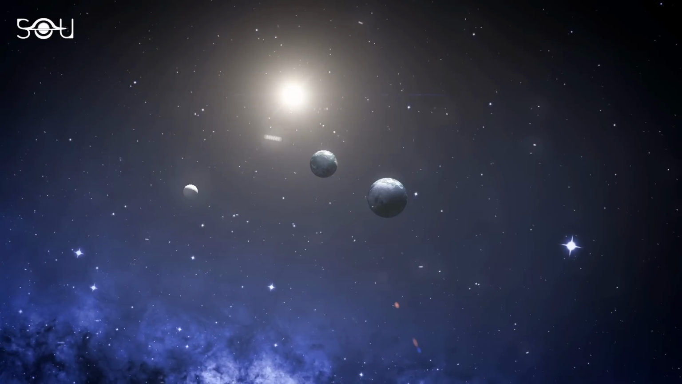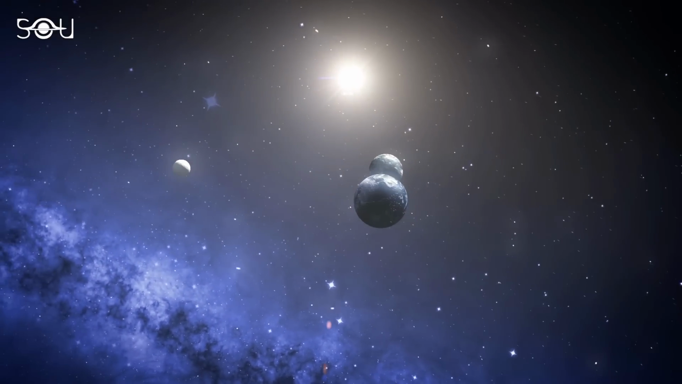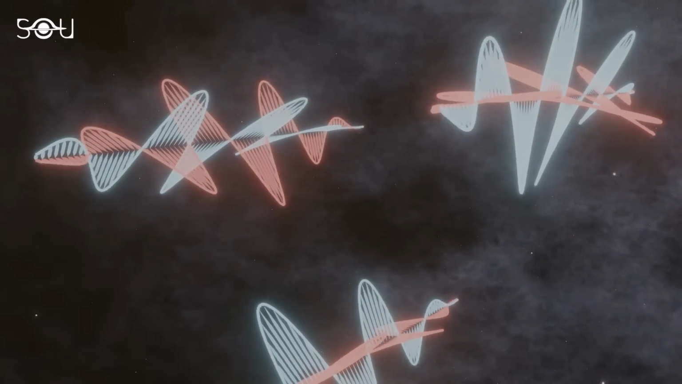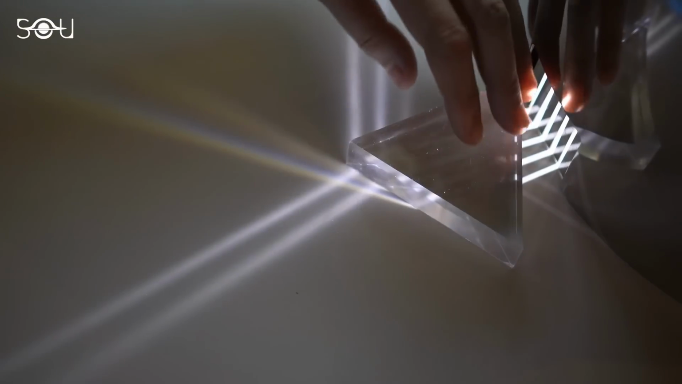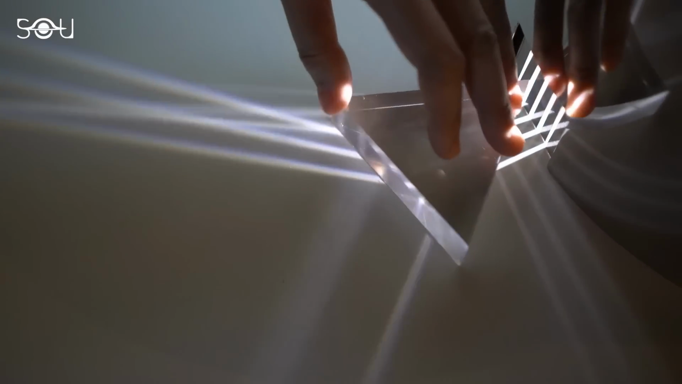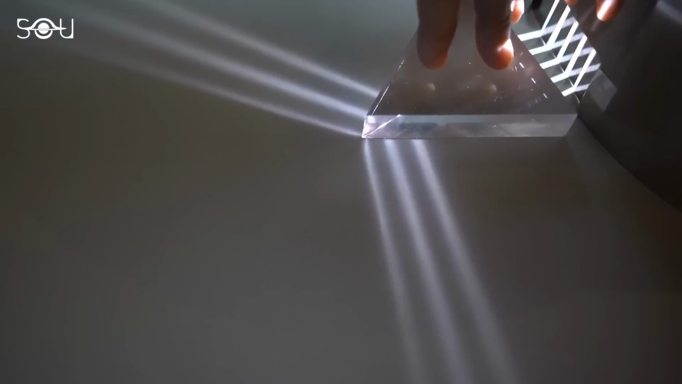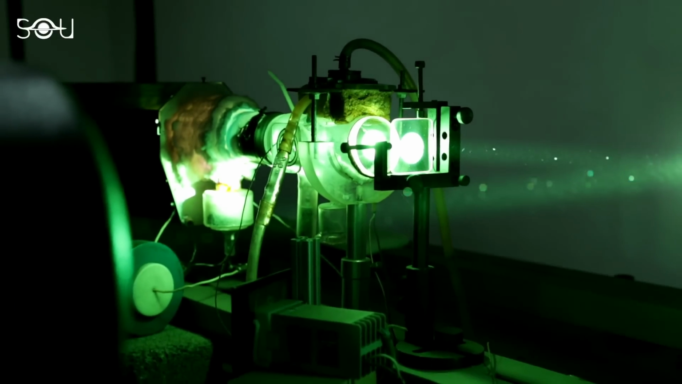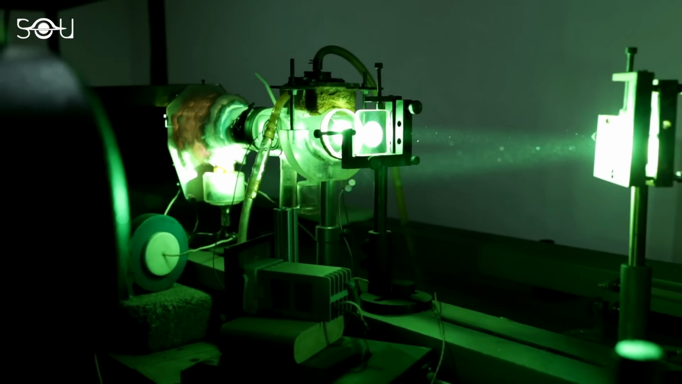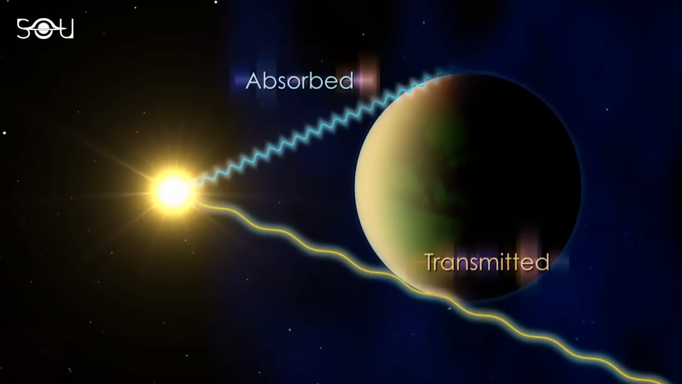Before we talk about the problems with our models, there's an important concept that you must know. Photons of different wavelengths interact with material in different ways. Some of them can pass through a material, while others get absorbed, and some even get reflected. The interaction depends on several factors, including the material's temperature and pressure. This concept is valid in the case of exoplanets too.